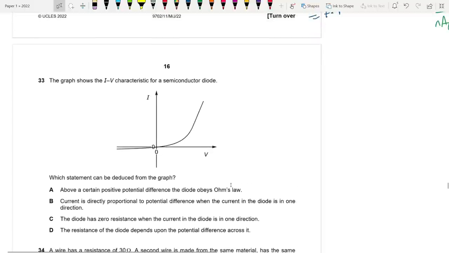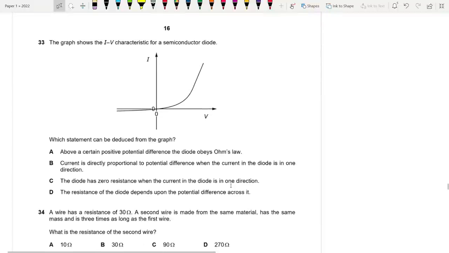33. So this is the characteristic for a semiconductor diode. Above a certain positive potential, the diode obeys Ohm's law. Not really, no. It is not proportional since it does not pass through the origin. It's actually exponential. This is wrong. It needs to be proportional.